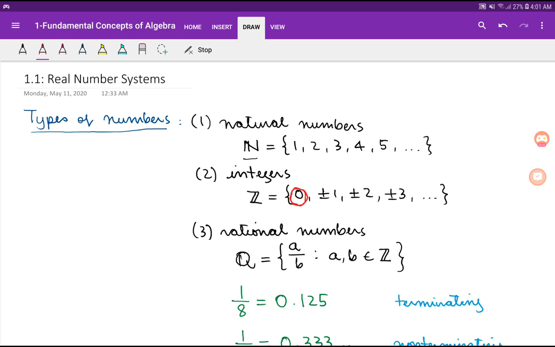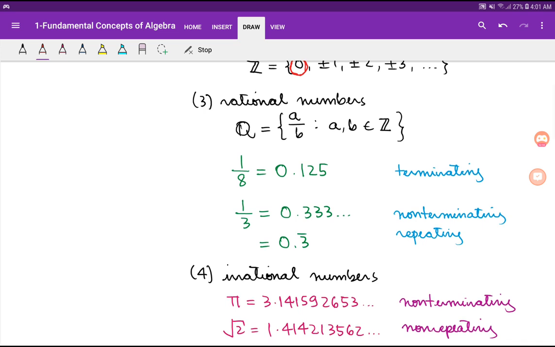Another type of numbers in the real number system is what we call rational numbers. Rational numbers are basically numbers that have this kind of form, A divided by B, in which A and B are integers. It must be integers. And as the name says, rational numbers have the form of a fraction, or in the form of a ratio. So rational numbers are actually fractions, but sometimes a fraction can also be written as a decimal.